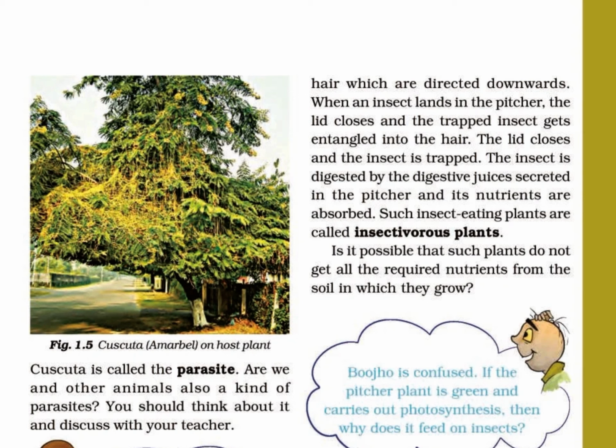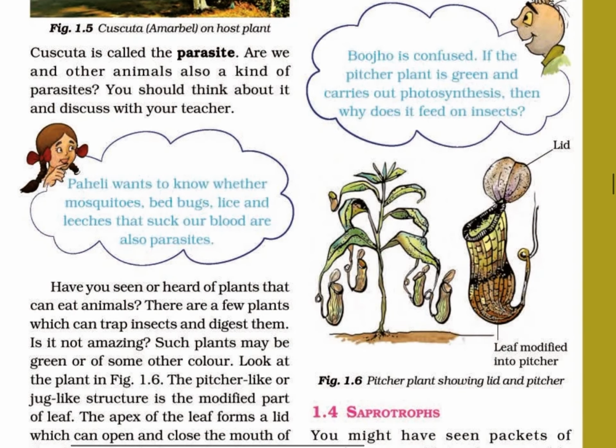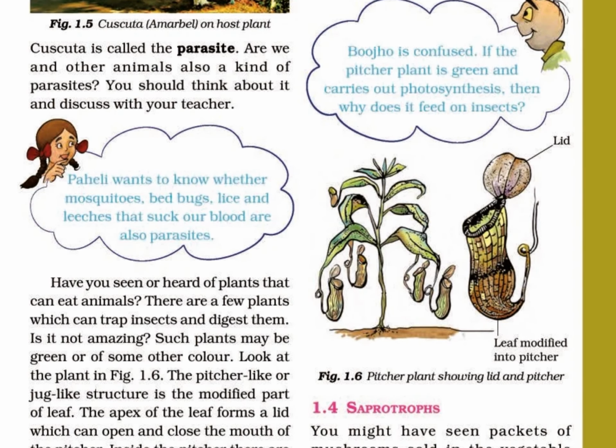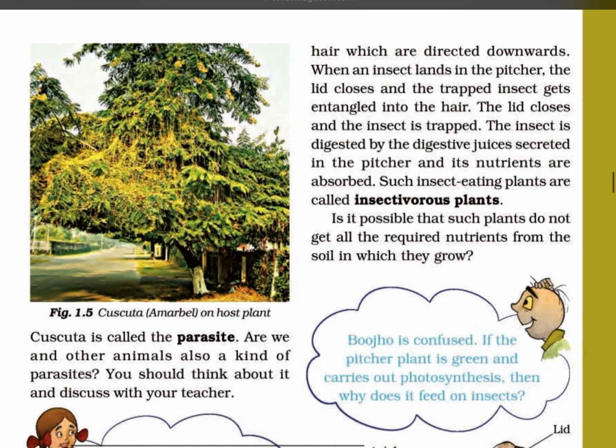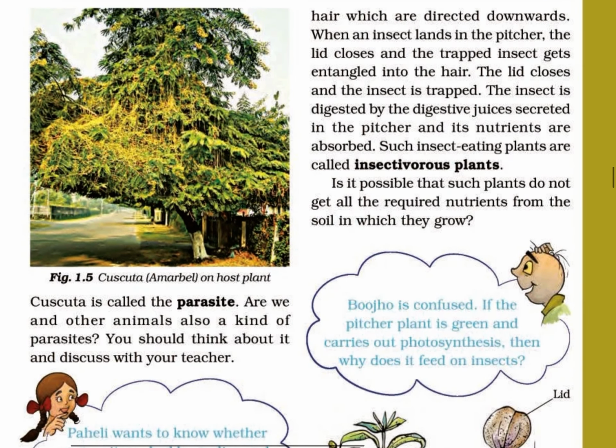This is a very important topic. You may learn it. It is possible that such plants do not get all the required nutrients from the soil in which they grow. So, Cuscuta is called a parasite. The Cuscuta, which depends on its host plant, is a parasite.